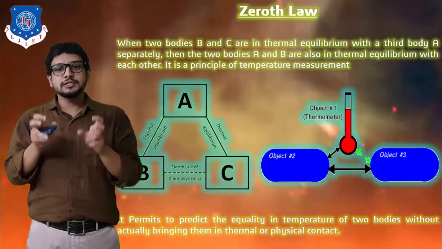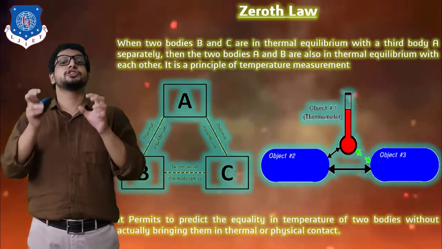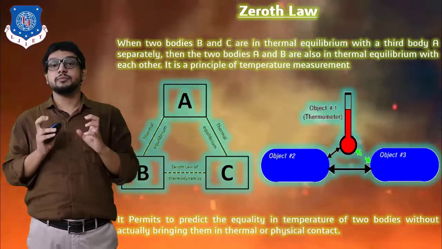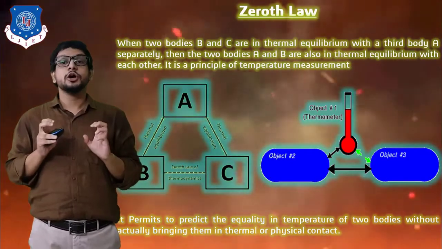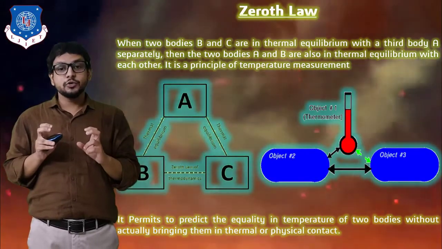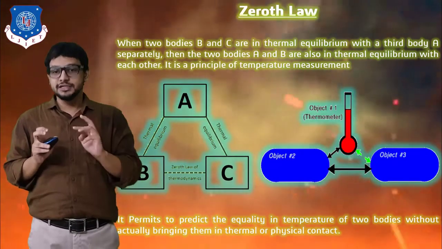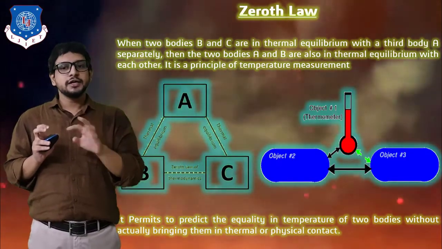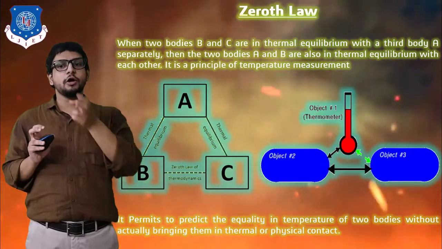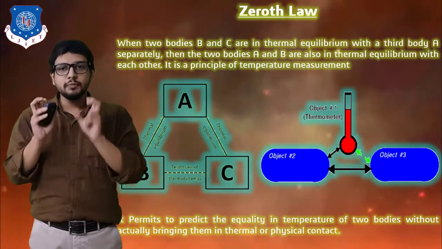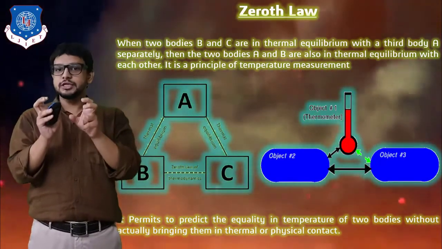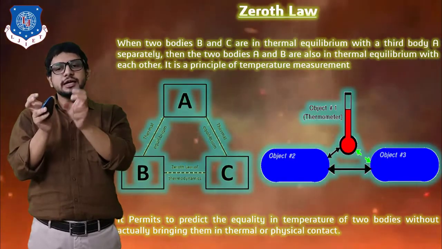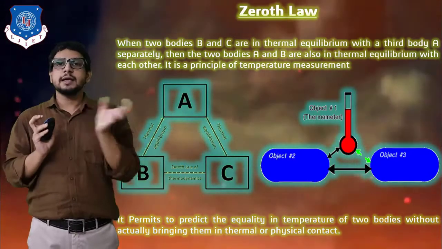So this law is a principle of temperature measurement. This law is used to determine the temperature of a system. This is an application of this Zeroth Law. So on your screen you can see that I have shown three objects. Object 1 is my thermometer, object 2 is, let's say, some system, and object 3. So the thermometer is going to measure the temperature of object 2 separately. Similarly, it is going to measure the temperature of object 3 separately.